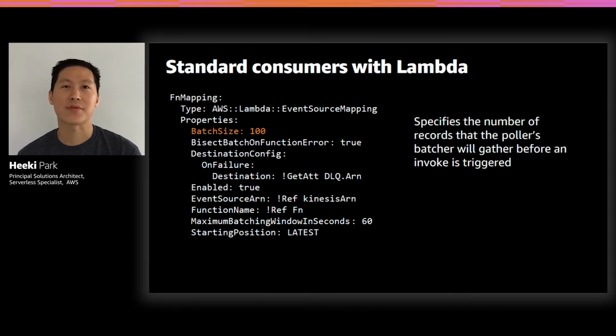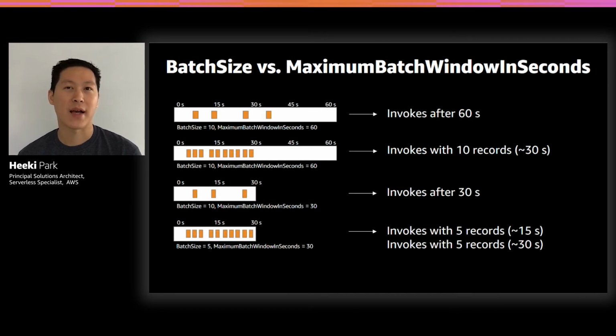Here we look at a few examples of how to use the batch size and the maximum batch window in seconds properties and the impact they have on invocations. First, we start with a batch size of 10 and a max batch window in seconds of 60. So in the first example, we see that record ingestion is light. Thus, the batch is not filled to the batch size, and the invocation is then triggered at the max batch window size of 60. In the second example, we see that record ingestion is heavier. Thus, the batch is filled with that batch size, and an invocation is triggered around the 30-second mark.